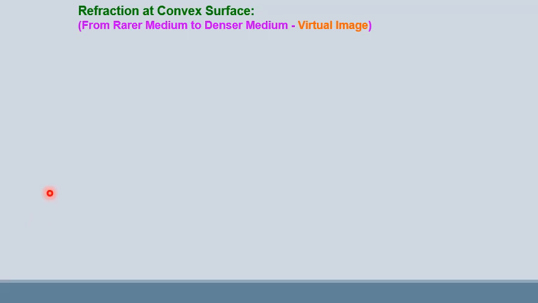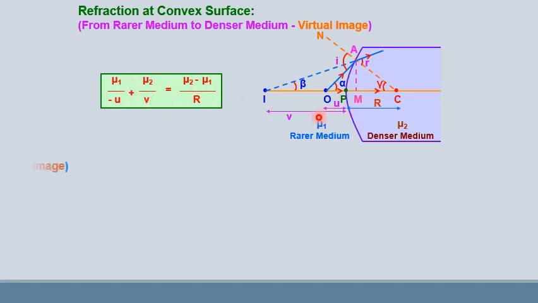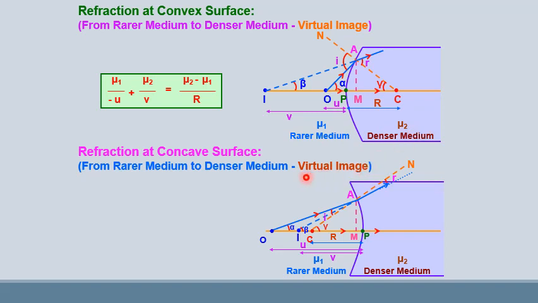Refraction at convex surface from rarer medium to denser medium, virtual image. As we can see in this diagram, mu1 upon minus u plus mu2 upon v is equal to mu2 minus mu1 upon R. Refraction at concave surface from rarer medium to denser medium, virtual image. Now the surface we choose here is a concave surface. As we can see in this diagram, we can write mu1 upon minus u plus mu2 upon v is equal to mu2 minus mu1 upon R.